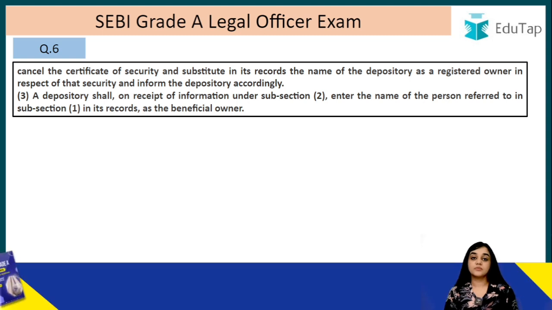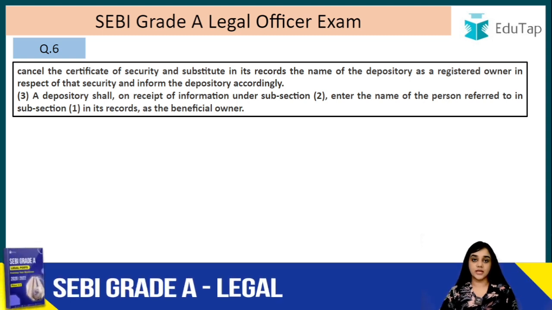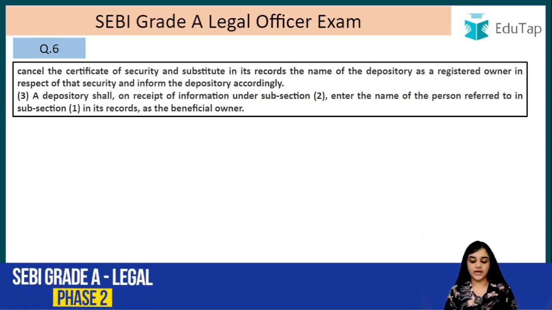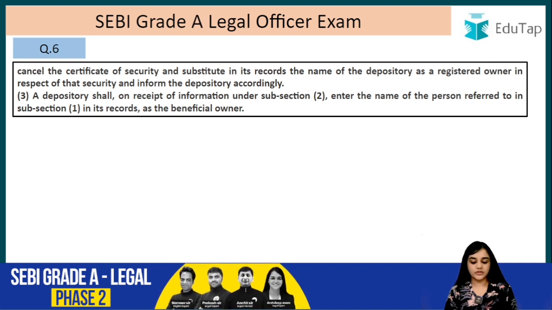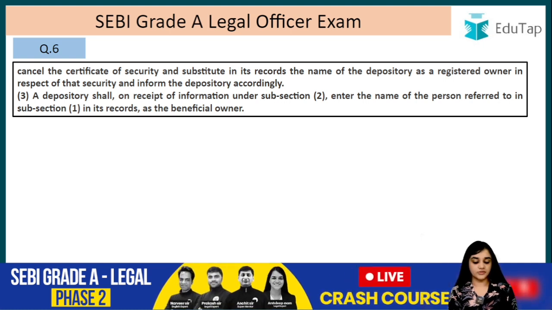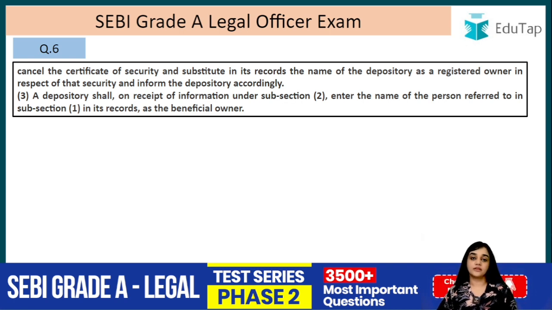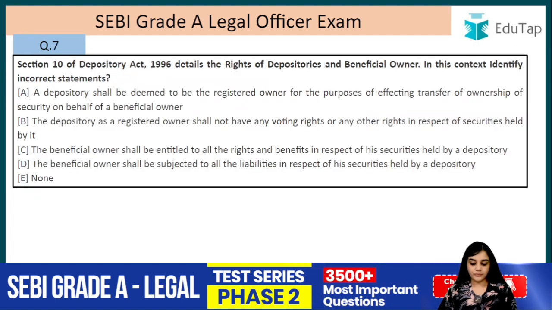So whose name is being registered? It is the depository's name, right? Because he is deemed as the owner. And the third one is, a depository shall on receipt of the information under subsection 2 enter the name of the person referred to in subsection 1 in its record as the beneficial owner. So by reading this, now it also becomes clear who is a registered owner and who is a beneficial owner, right? Alright, question number 7.